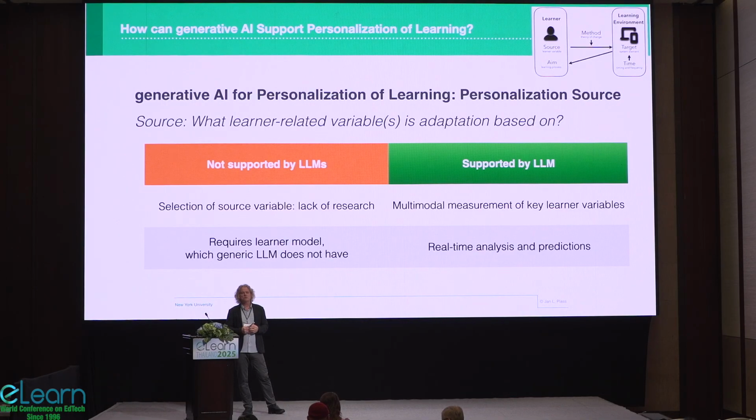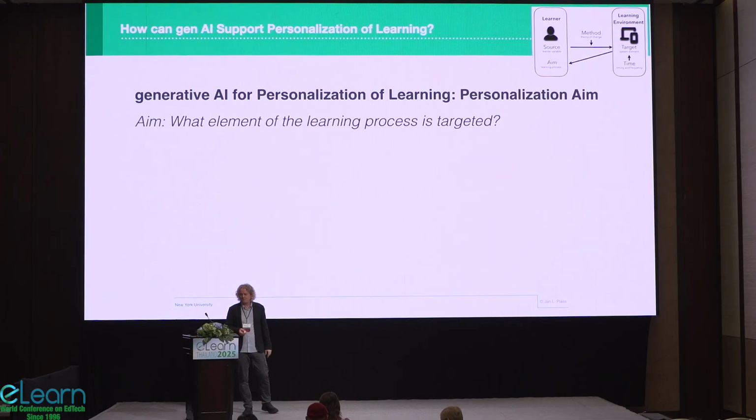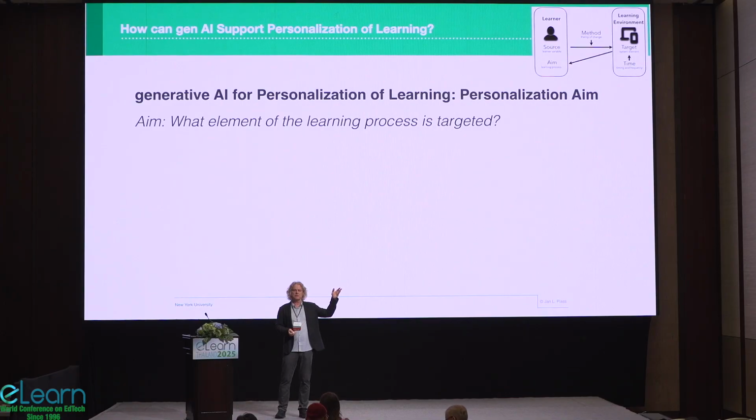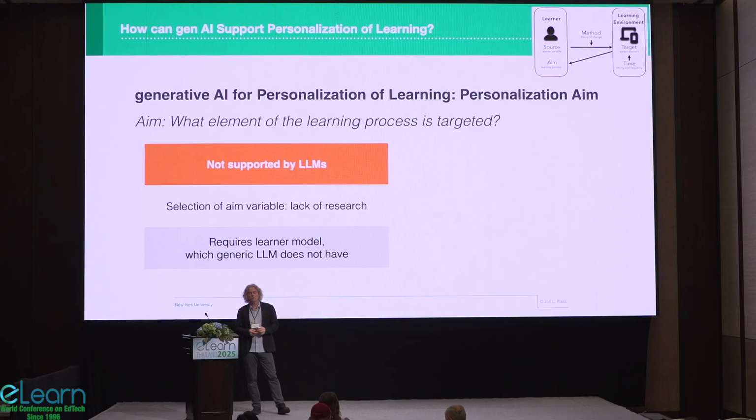So what we need to switch to is real-time analysis and predictions, and that's what generative AI might actually be very helpful with, but not identifying the variables. Once we have identified them, it can help us measure and model them. The personalization aim, remember, is the variable I want to change, so I also have to monitor that. That's typically the learning process. If I don't make enough progress as my source variable, my knowledge doesn't increase. My aim would be to say either I'm not interested in it, or I'm experiencing high cognitive load, or certain types of emotions, like frustration. So the aim would be to change that, right? Similar to the source, I'm not able to determine which ones those should be because there's a lack of research, but I can measure them.